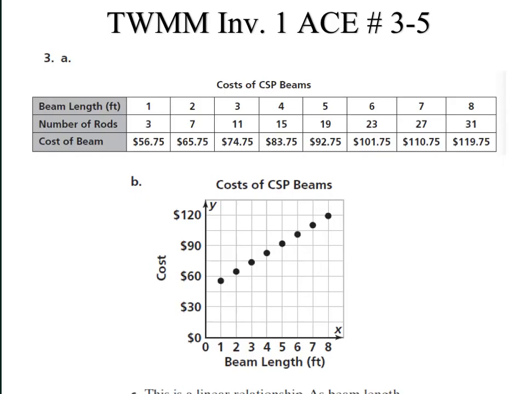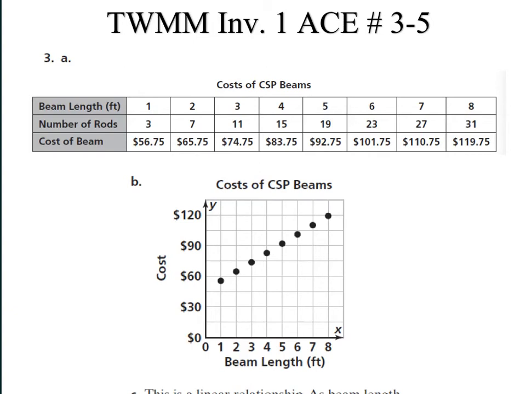Once students complete ACE questions 3 through 5, then we go over the answers together as a class. Students have a chance to ask questions, and we look for the accuracy of their results. So in this video, I'll briefly go over some of the results, and you can check these from home if you'd like. So we start out by looking at the table in 3A for the cost of the CSP beams.